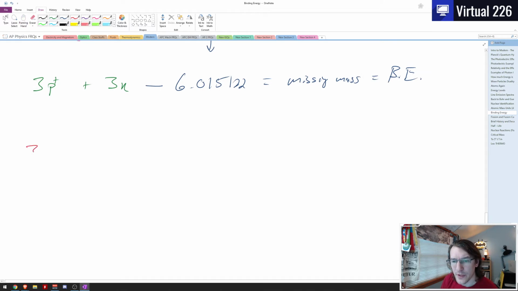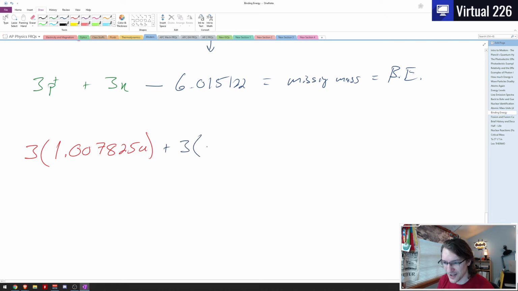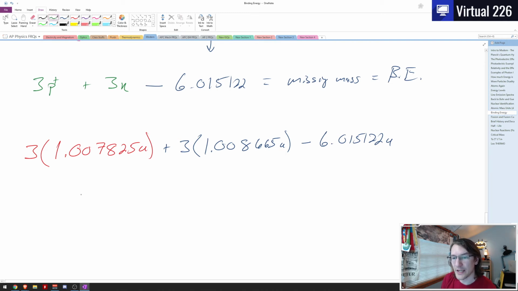For our 3 protons, this is going to be 3 multiplied by 1.007825 atomic mass units. These decimals are so important, so make sure you don't miss them. We add to that the 3 neutrons, which is 1.008665 atomic mass units, and these are slightly more massive. And then we'll subtract 6.015122 AMUs.